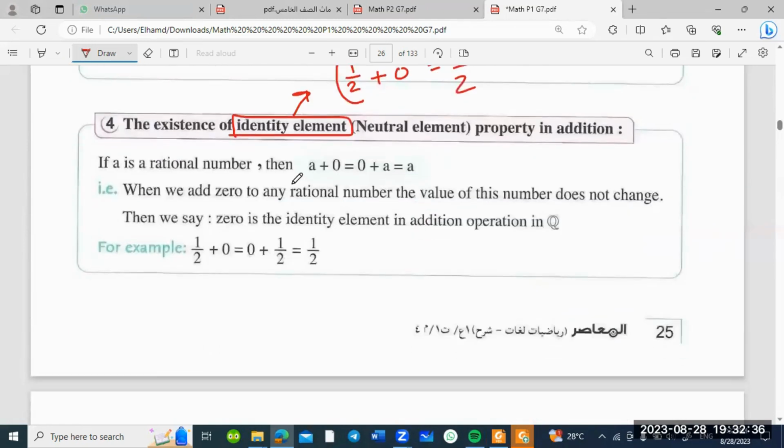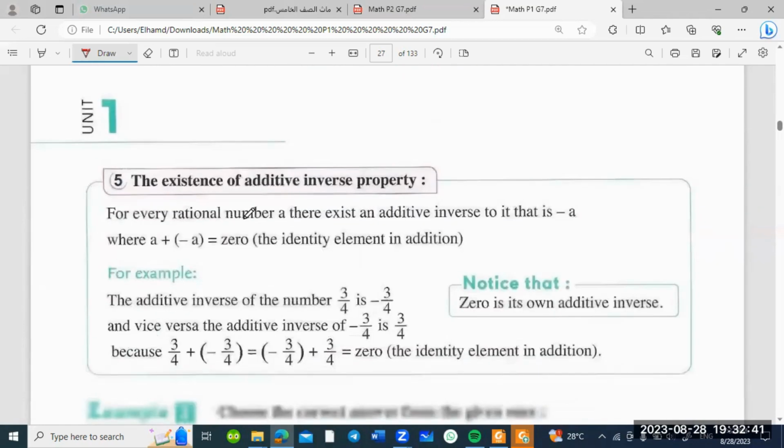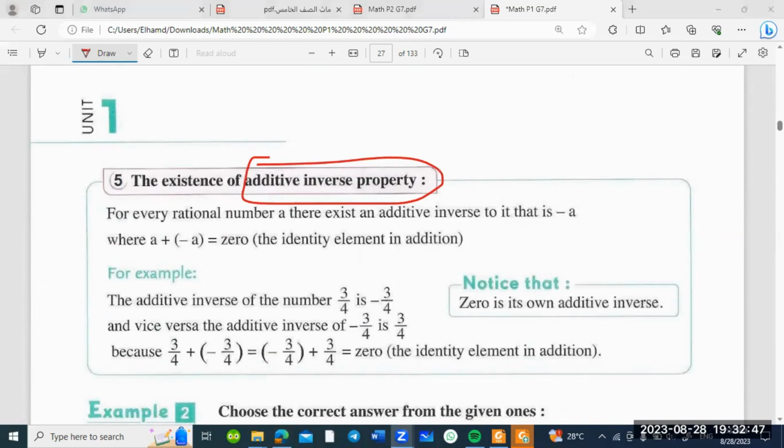Okay, so the identity element in addition is 0. And what about the additive inverse? Remember in grade 6, when we studied integers for the first time, I asked what is the opposite of negative 2? The opposite of negative 2 is 2. What is the opposite of 5? The opposite of 5 is negative 5. So you just change the sign. The same applies to the additive inverse. The additive inverse of negative 2 is 2, and the additive inverse of 5 is negative 5.